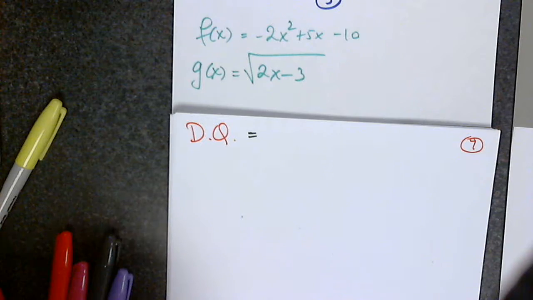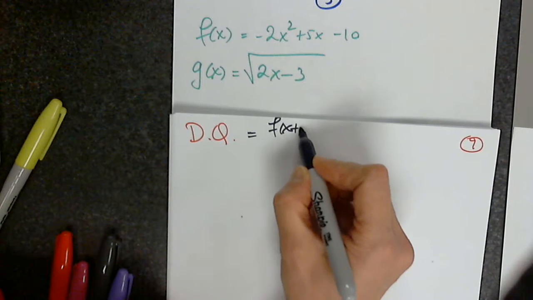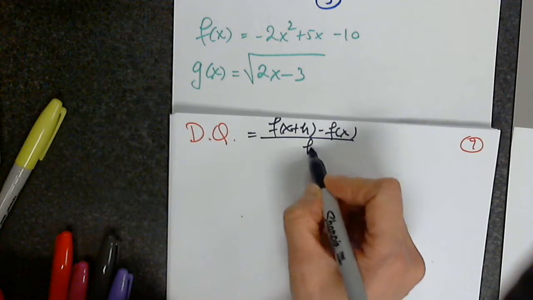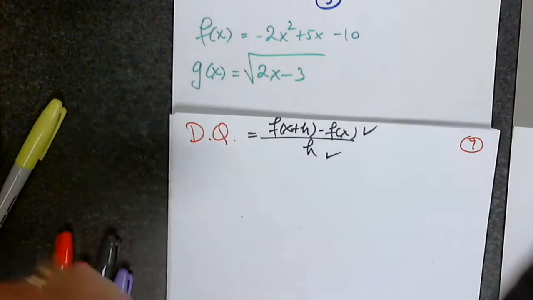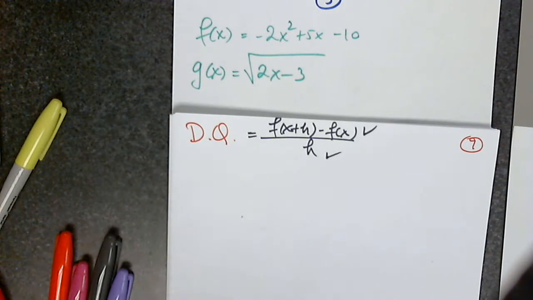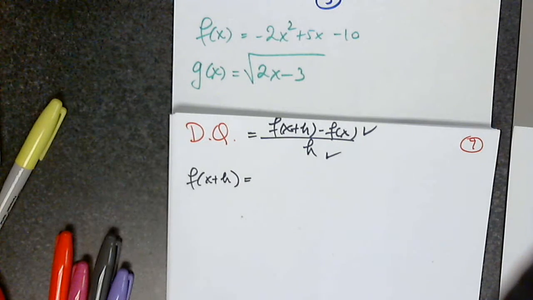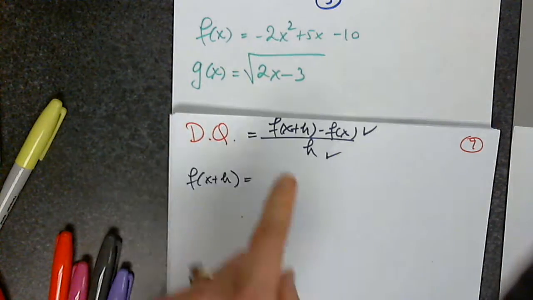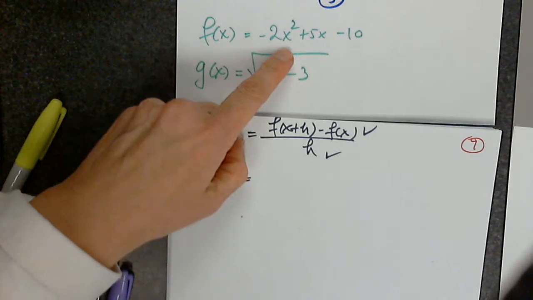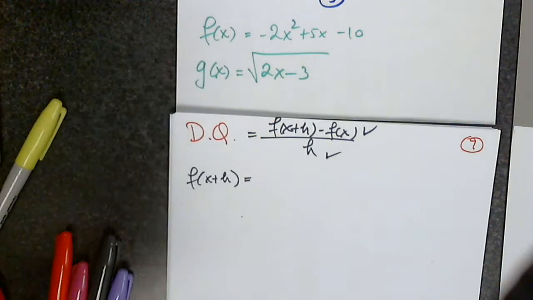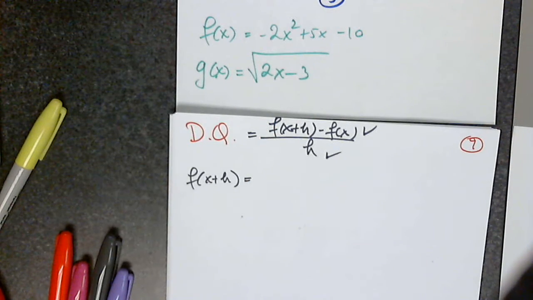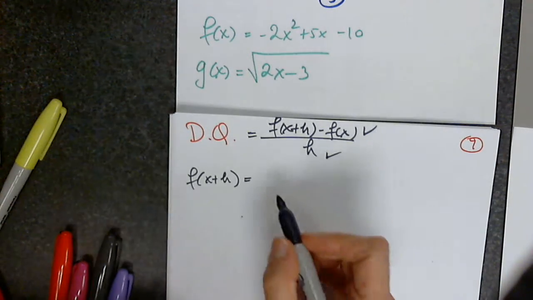In this class, you don't have to memorize it. In the next one, you have no choice. F of x plus h minus f of x over h. Perfect. So I have this, but I don't have the f of x plus h. So let's calculate f of x plus h and then put all three pieces together. So can anyone dictate f of x plus h? And remember, that's another little note for the notebook. F of whatever for this function is -2 times whatever squared plus 5 times whatever minus 10. But now the whatever is x plus h. So how do I write this?